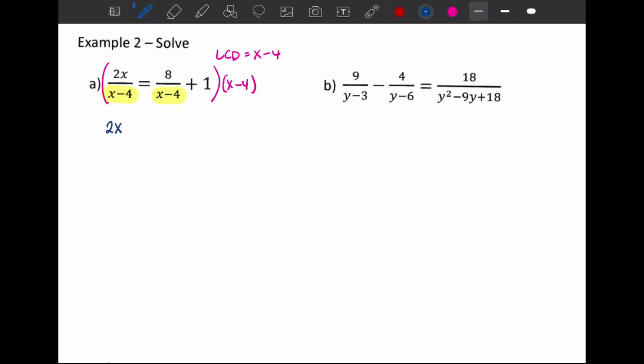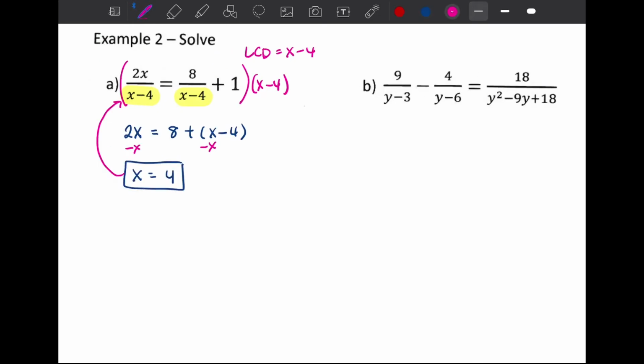We end up with 2x equal to 8 plus x minus 4. And then we'll collect the like terms. So let's move the x to the other side. So we have x equal to 4. We have a non-permissible value: x cannot equal 4. But the solution says it's equal to 4. So, no solution.